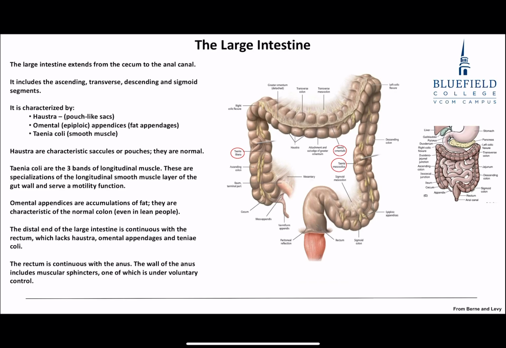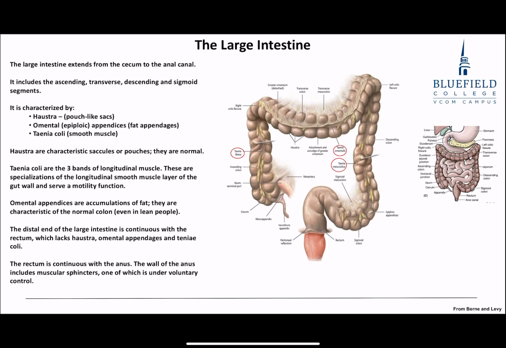But it would be an energy reserve, but there's no real known function. Kind of odd, but they're very characteristic. The other thing about the Taenia coli, not the omental appendages, but the Taenia coli, the 3 of them, they have the same site of origin, which is at the blind end of the cecum, which is also exactly where the appendix is attached.